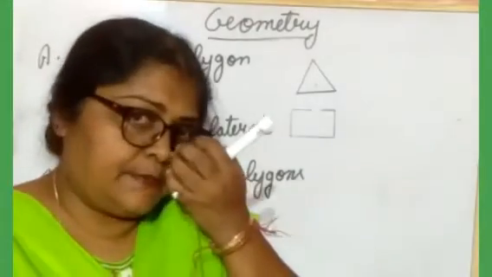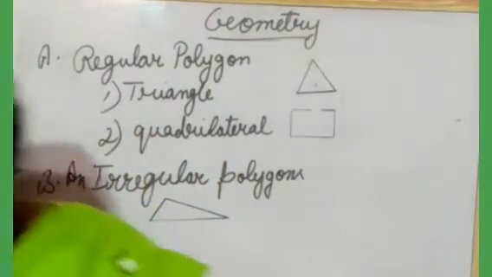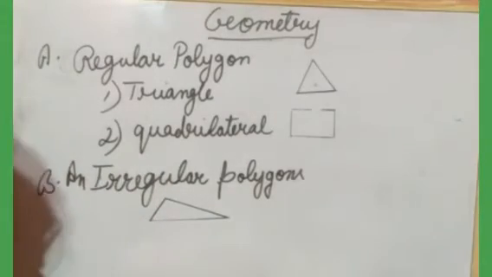An irregular polygon is a polygon whose sides are not equal. For example, you can take one more.